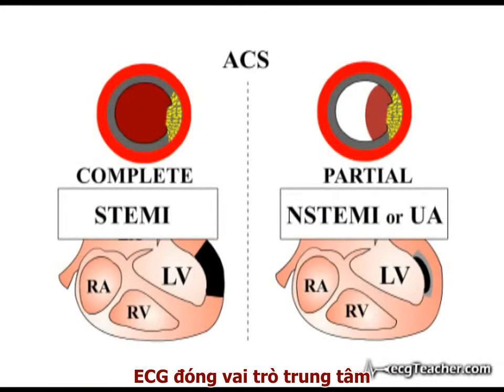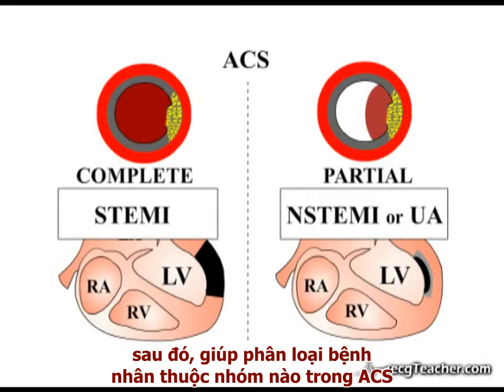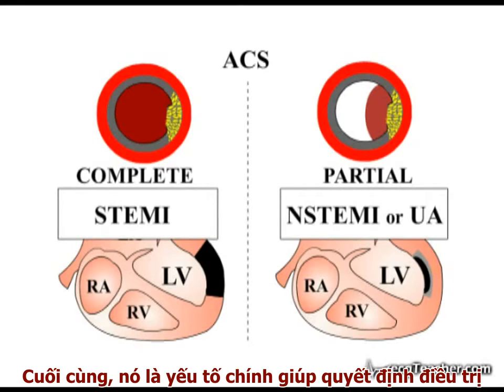The ECG plays a central role in, first of all, identifying patients with an acute coronary syndrome, and in subsequently allocating them to a particular category of ACS. The latter, in turn, is the main factor in determining their treatment.